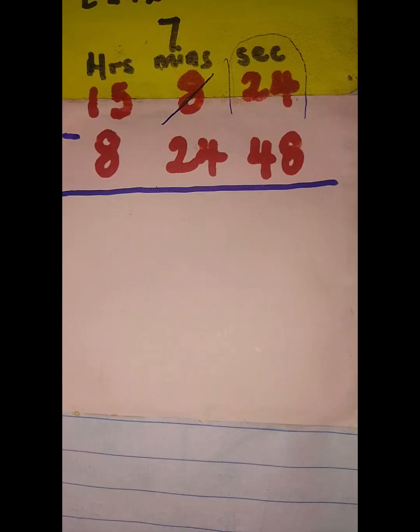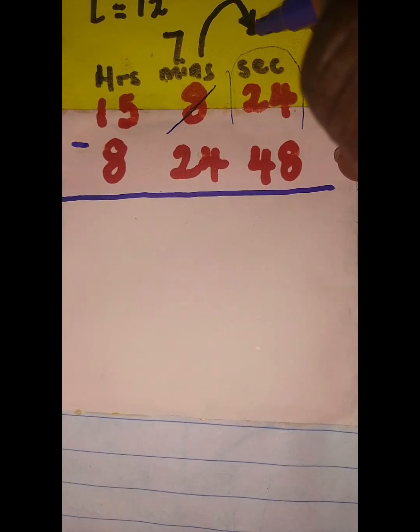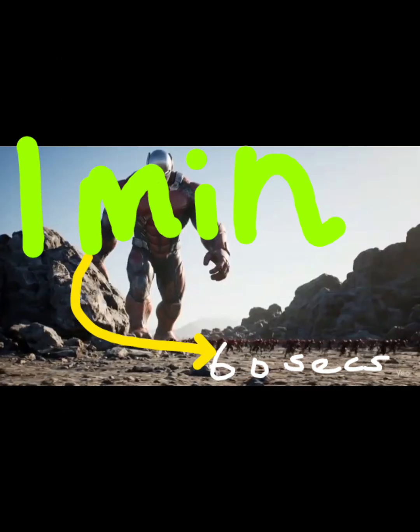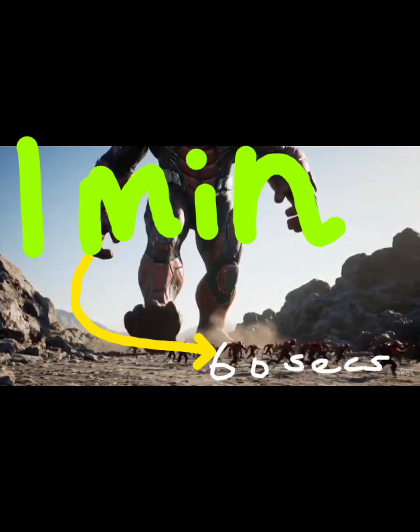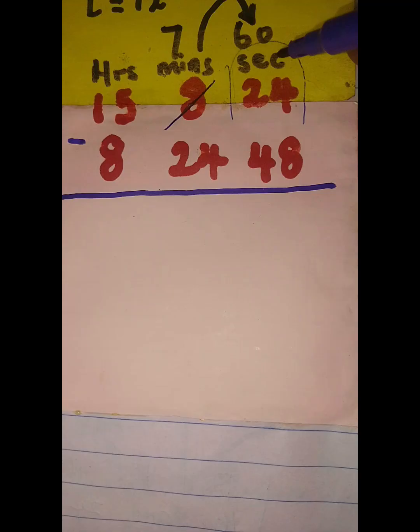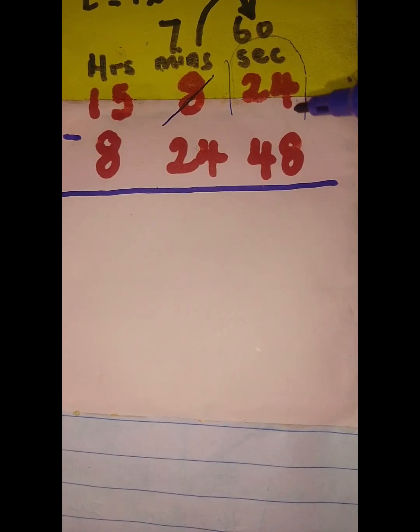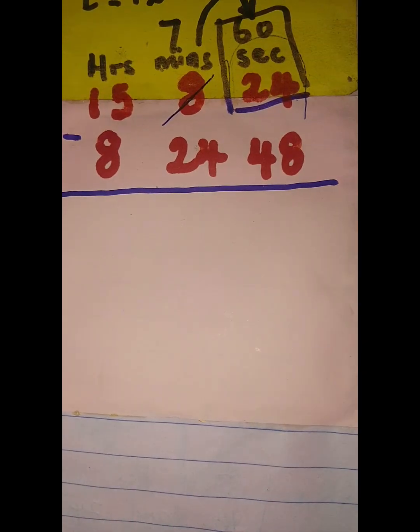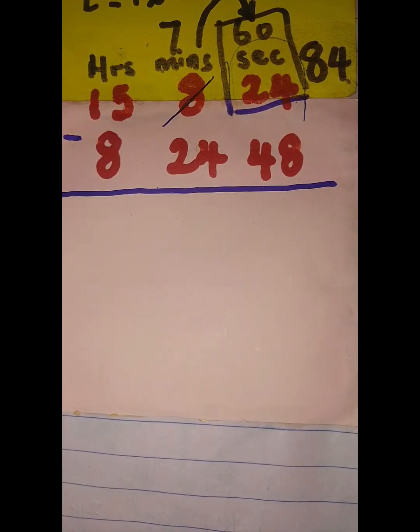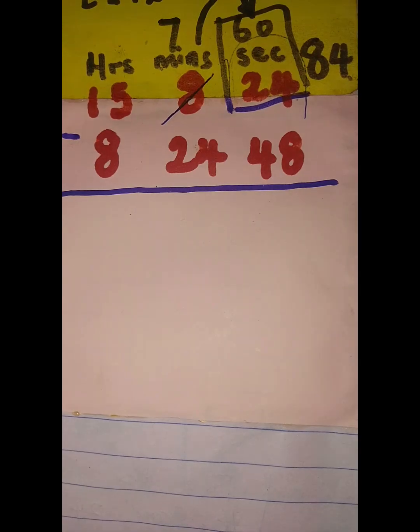Guess what? That one you borrowed, when it moves from minutes to seconds, it becomes 60, because 1 minute equals 60 seconds. So you add them together, 60 and 24. All together that gives you 84. So your new number is 84. Now do 84 take away 48, which is 36.